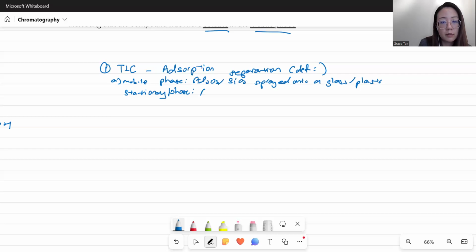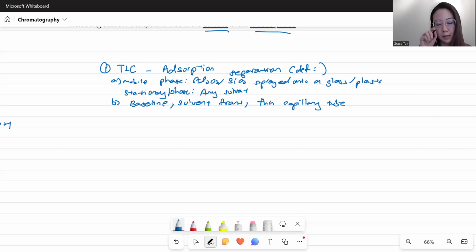The mobile phase can be any solvent. Part B, do you know where is the baseline? Do you know what is the solvent front? Where is the solvent front? Do you know what is being used and why? A thin capillary tube is being used to transfer your sample onto your baseline. Number three, how do we quantify and identify your mixture?